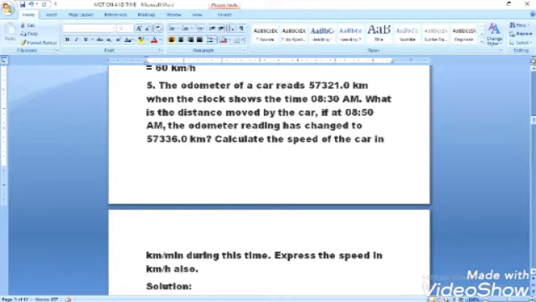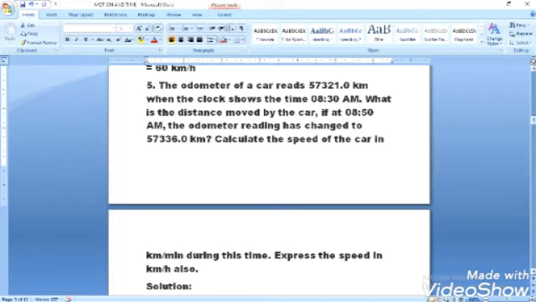Okay. Then next one, the odometer of a car reads 57,321.0 kilometer when the clock shows the time 8:30 a.m. What is the distance moved by the car if at 8:50 a.m. the odometer reading has changed to 57,336 km? Calculate the speed of the car in kilometer per minute during this time. Express the speed in kilometer per hour also.